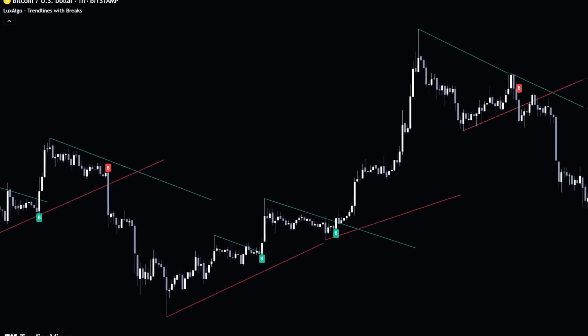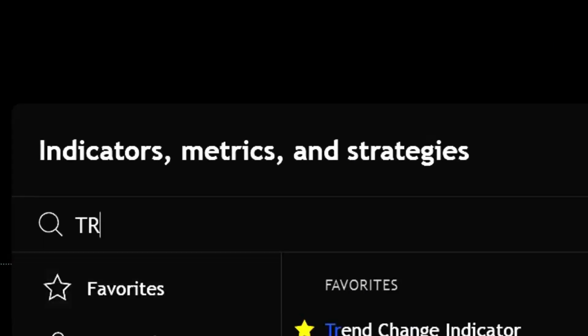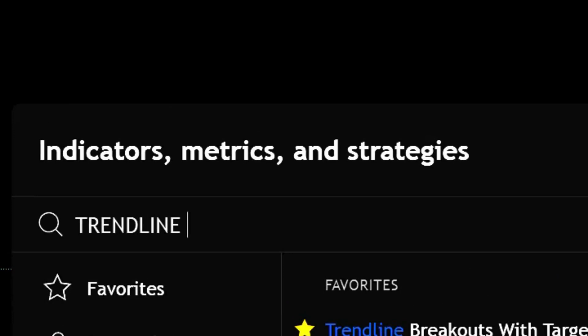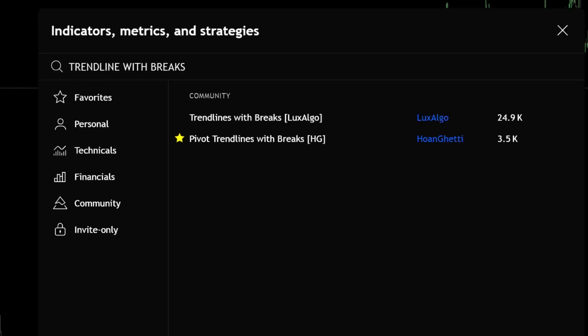Getting it set up is super simple. Just head up to the Indicators tab on your TradingView chart. Type in Trendlines with breaks. And make sure you pick the one by Lux Algo.